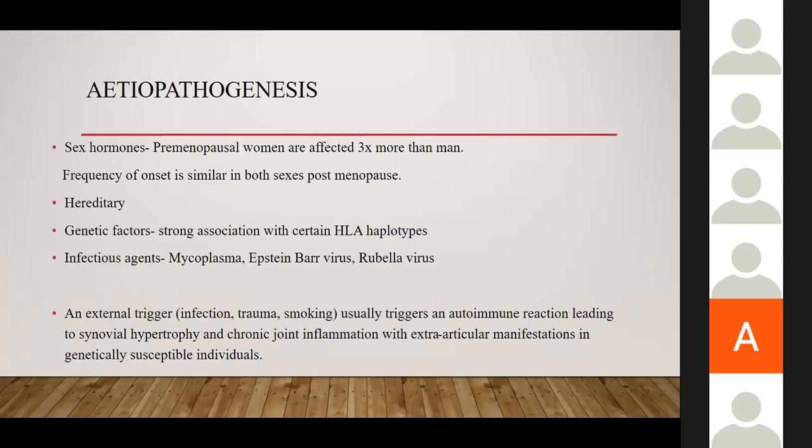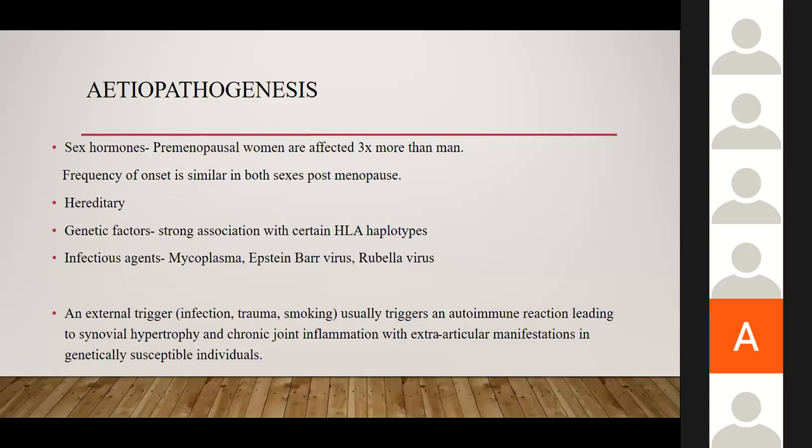In this case, when you are looking at the premenopausal age, more women are affected than men, as you can see. But once you go beyond the age of menopause in women, the male to female ratio is basically 1:1. Also, this one has a strong association with the HLA, or human leukocyte antigen, phenotypes. You can also have trigger factors like infectious agents, mycoplasma, Epstein-Barr virus, and rubella virus, which would act as an external trigger. Usually once they act as a trigger, you are going to have that kind of autoimmune reaction.